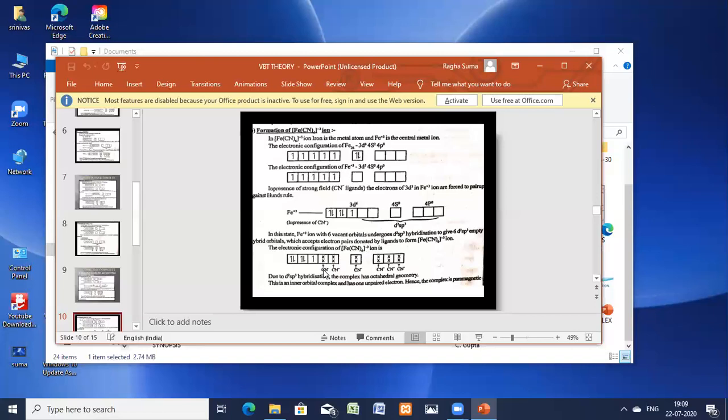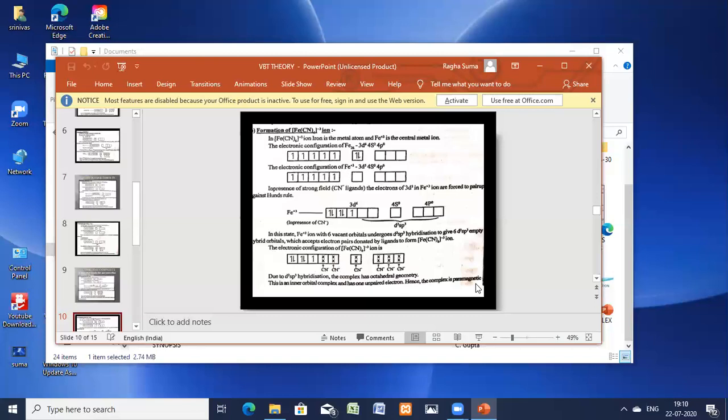Each cyanide will donate a pair of electrons and form a dative bond, a coordinate covalent bond. Here, 6 cyanides donate 6 pairs of electrons and 6 dative bonds are formed. Therefore, due to d2sp3, ML6 type, coordination number 6, the d2sp3 hybridization complex forms octahedral geometry. Here you have a single unpaired electron, so it is paramagnetic in nature.